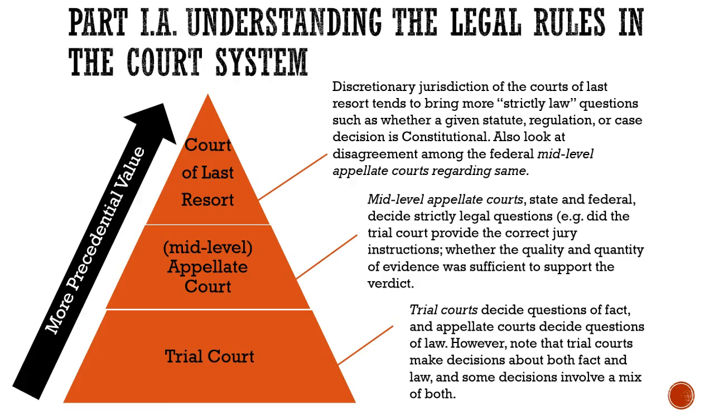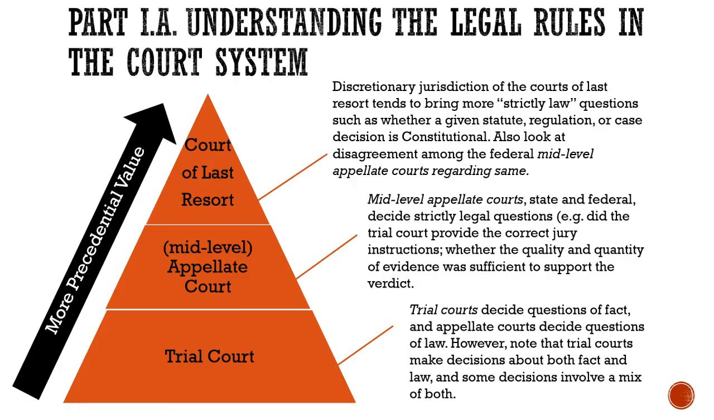Example, did the trial court provide the correct jury instructions? Or whether the quality and quantity of evidence was sufficient to support the verdict. And then the discretionary jurisdiction, these are strictly law questions, such as whether a given statute, regulation, or case decision is constitutional. And they also look at disagreement among the federal mid-level district courts regarding the same.